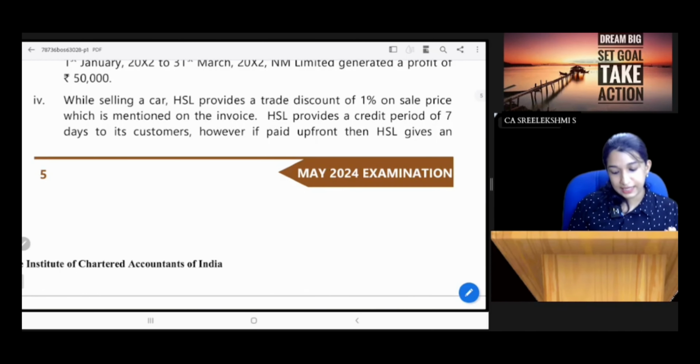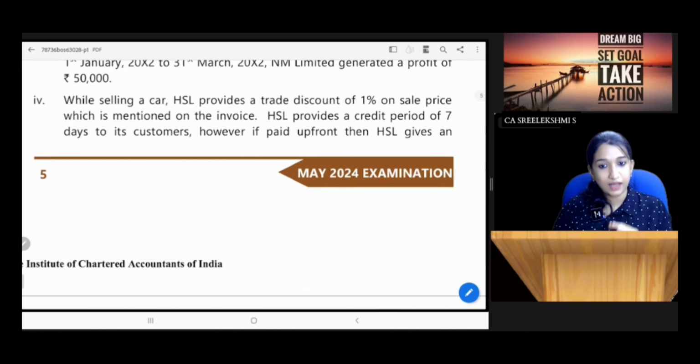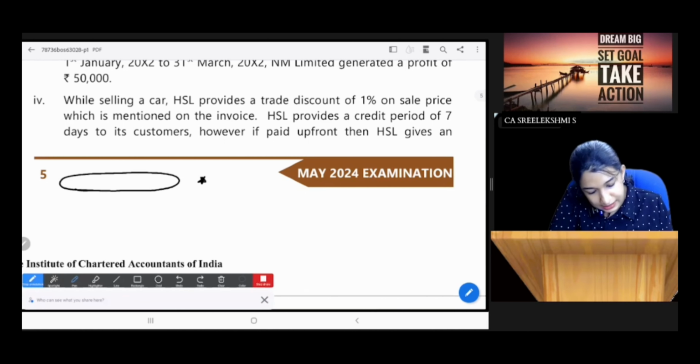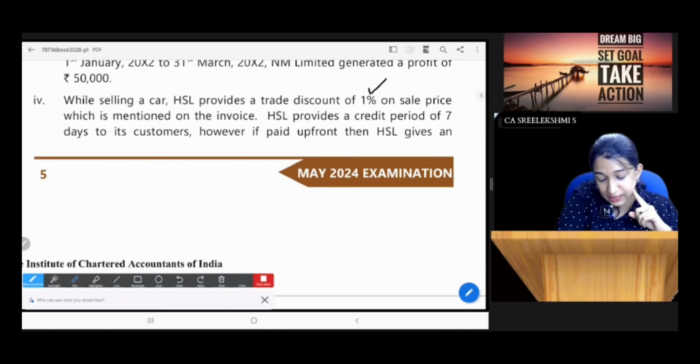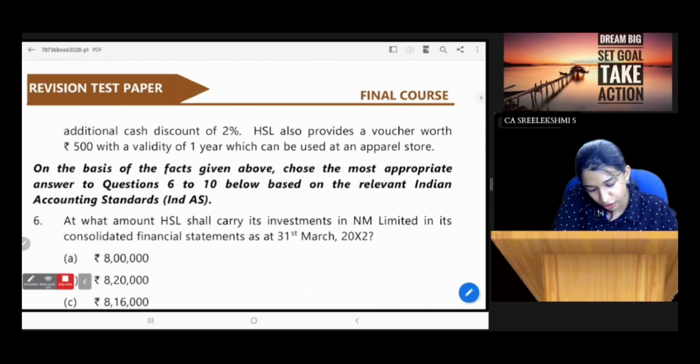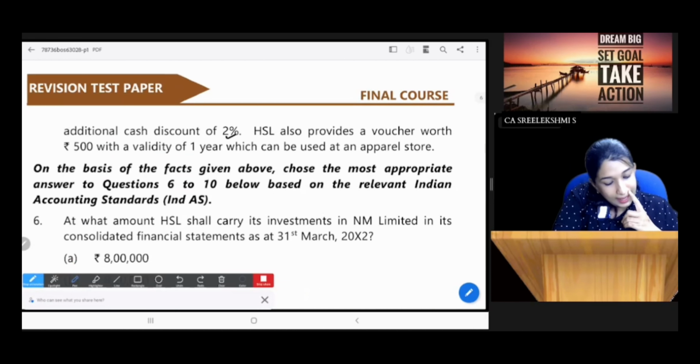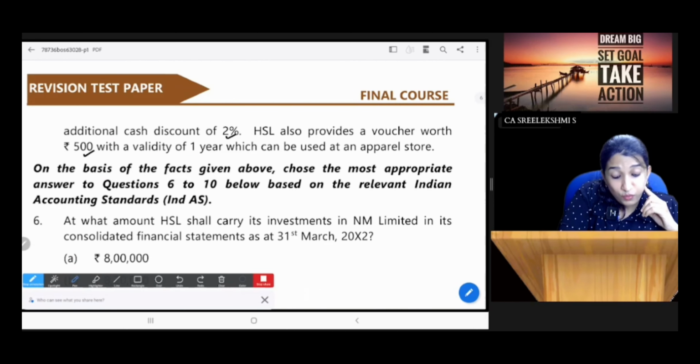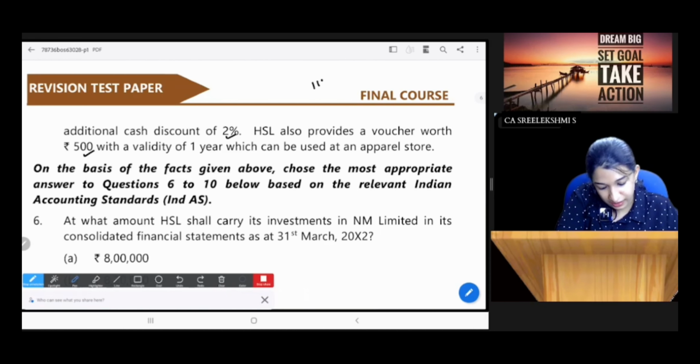So what is this last case study? While selling a car, HSL provides a trade discount of 1% on sale price, which is mentioned on the invoice. HSL provides a credit period of 7 days to its customer. However, if paid upfront, then HSL gives an additional cash discount of 2%. HSL provides a voucher worth 500 with validity of 1 year, which can be used at an apparel store. Okay. So this is a question on Ind AS 115.